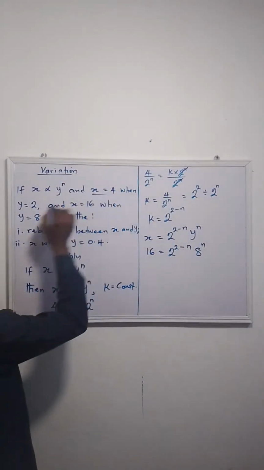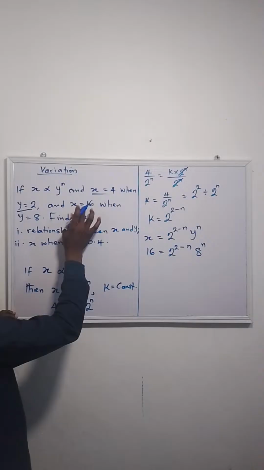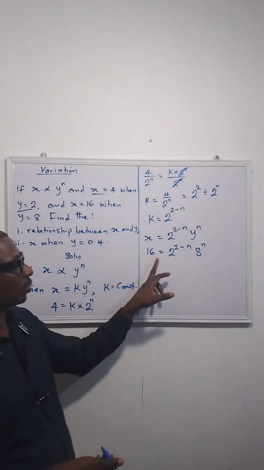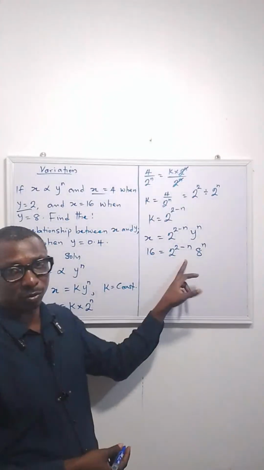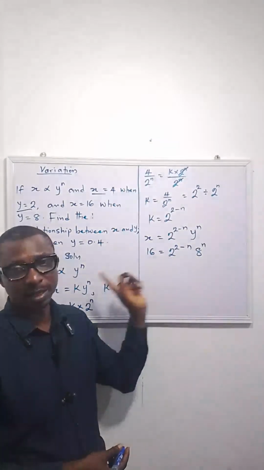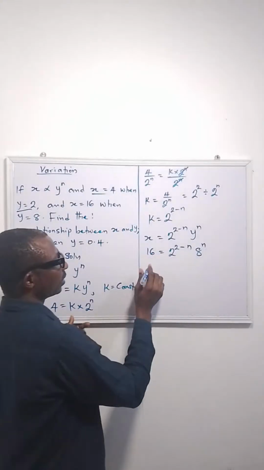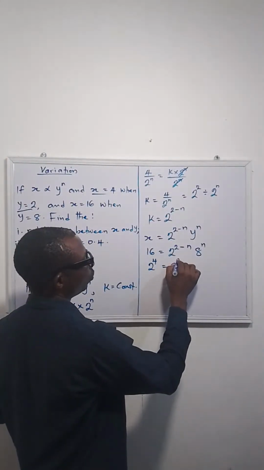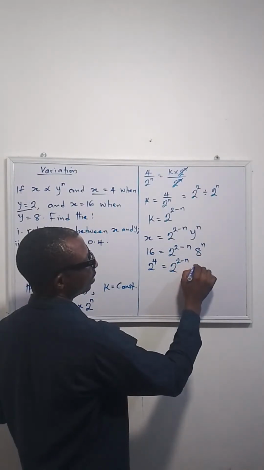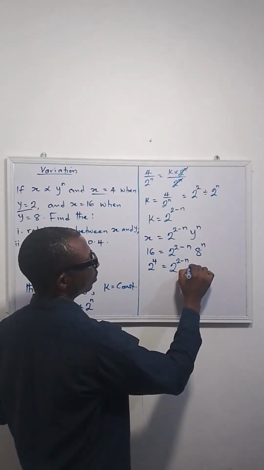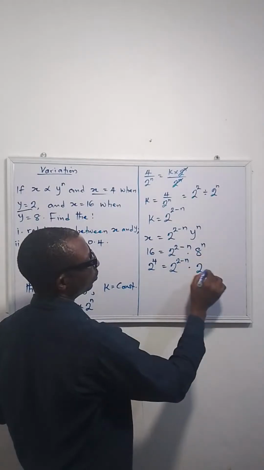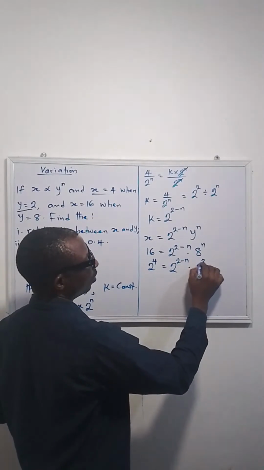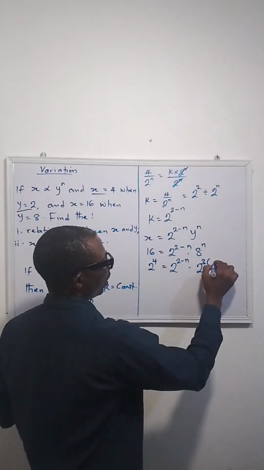Now we have used this. Now this is the second pair, this and this. All right, now when you look at the numbers we have here, they are multiples of 2, so you can express them in index form. So I'm expressing this as 2 raised to the power of 4 equals 2 raised to the power of 2 minus n, times 2 raised to the power of 3. 8 is the same thing as 2 raised to the power of 3, and we have n here.